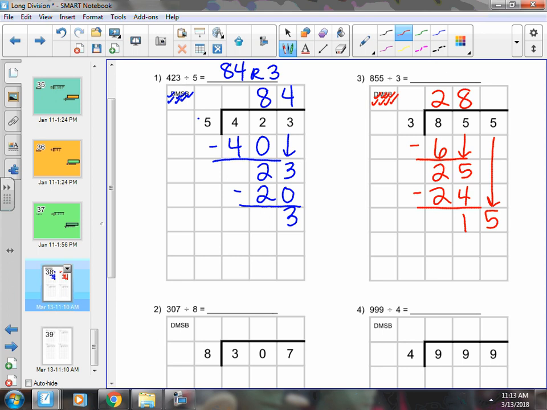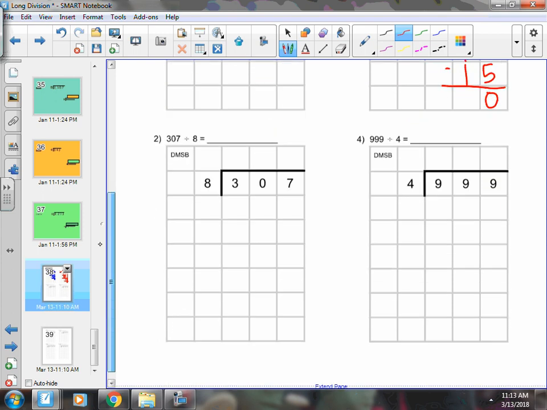Groups of 3 with that final 15. I can make some more groups of 3 with that final 15. I can make 5 groups of 3. Multiply 5 times 3 is 15. Subtract. There's nothing to bring down. That's when you know you're done. This one worked out perfectly. No remainder. 285.